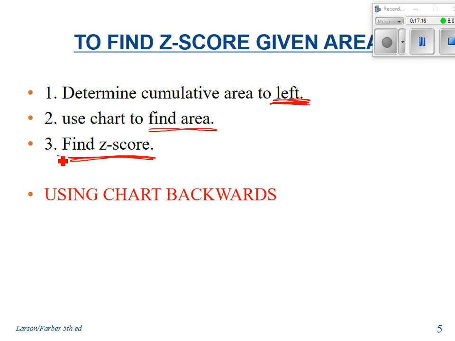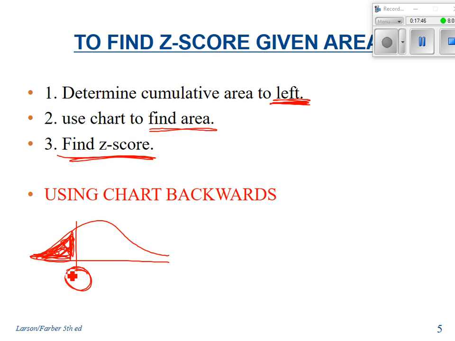Using the chart's real easy, and we'll probably do an example here in a second. Using the chart's real easy if they just give you something to the left. So if they just give you some z-score, like right here, or some area right here, that's going out to the left, and you're trying to find that z-score, then we just look up that area on the chart and come up with the z-score. So using the chart's real easy.